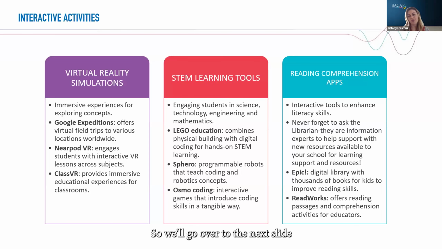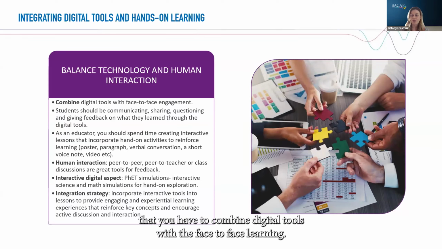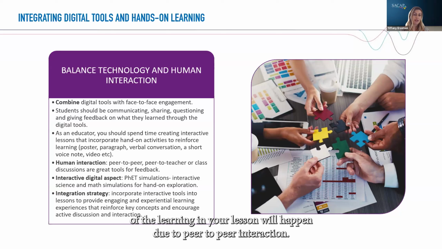So we'll go over to the next slide. I want you to take away out of all of these things that you have to combine digital tools with the face-to-face learning. We are social beings, and it's really important for us to have that interaction from peer to peer, teacher to teacher, the classroom discussions. 70 to 80%, 60% of the learning in your lesson will happen due to peer to peer interaction.